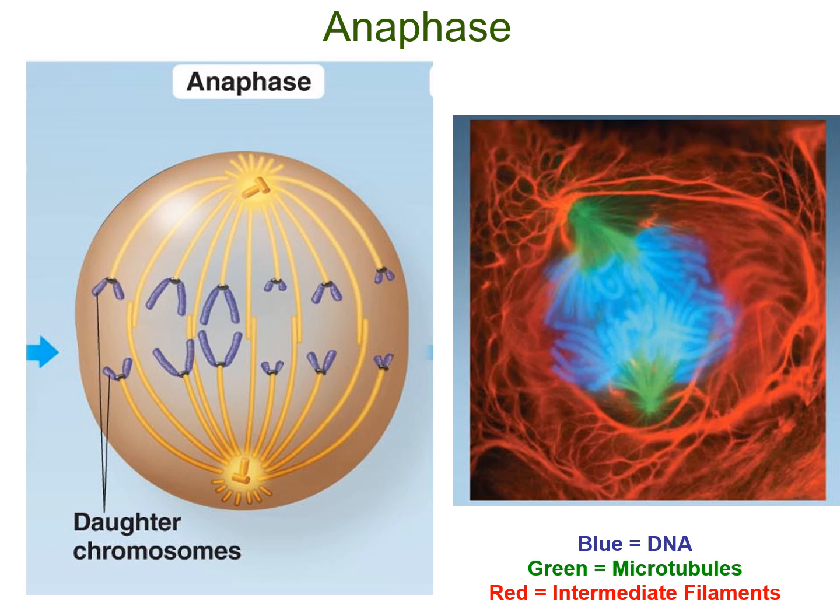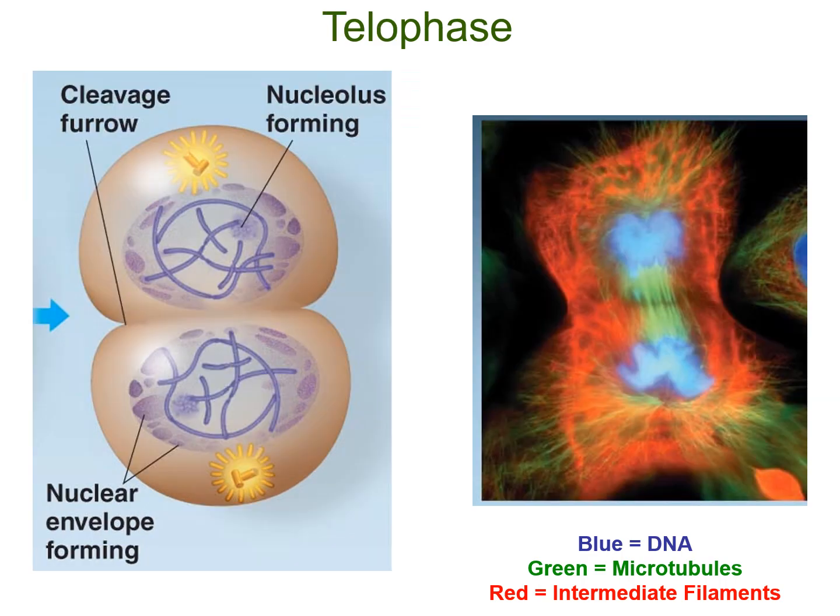Anaphase, the chromatids have separated and they're moving to opposite poles. In telophase, they've arrived at opposite poles and now the nucleus is reforming.